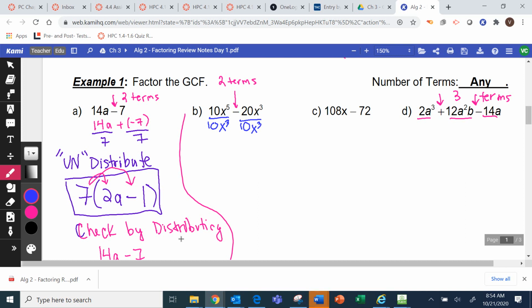Okay, so I'm going to take that 10x cubed out. What are we going to have left over? So I take out the 10. I take out 3 of the x's. How many x's will I have left over? 2 of them. Minus sign. I take out the 10, and I take out all of the x's, and I just have the number 2 left over.